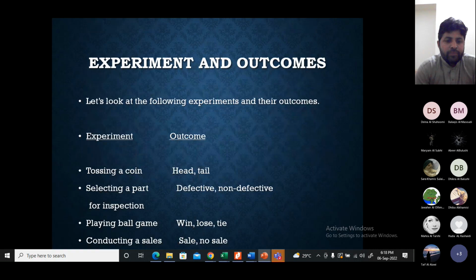So these are the examples: tossing a coin, selecting a part for inspection, playing a ball game, conducting a sale. So these are the experiments and these are the experimental outcomes.